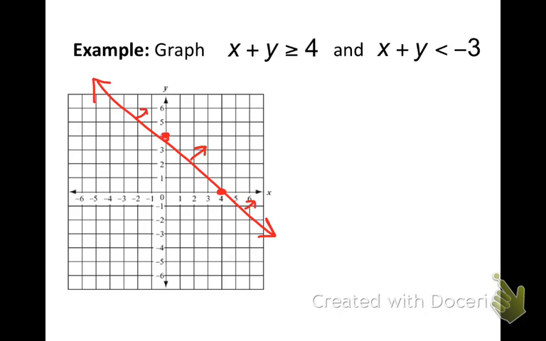Next one, my x-intercept and my y-intercept are at -3. It's going to be a dotted line. Where am I going to shade? Below. No, wait. Below it. Well, 0 is not less than -3. 0 is above the dotted line, right? So it's going to be everything below.